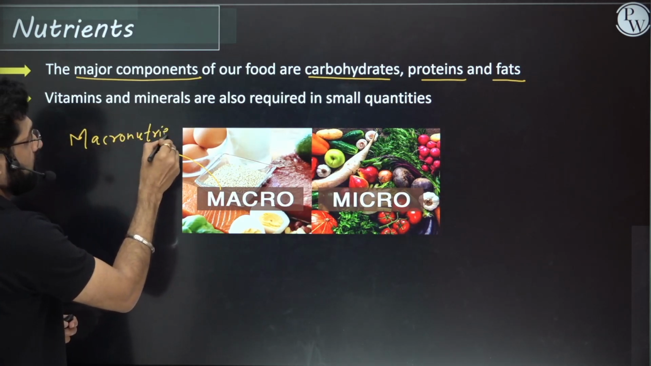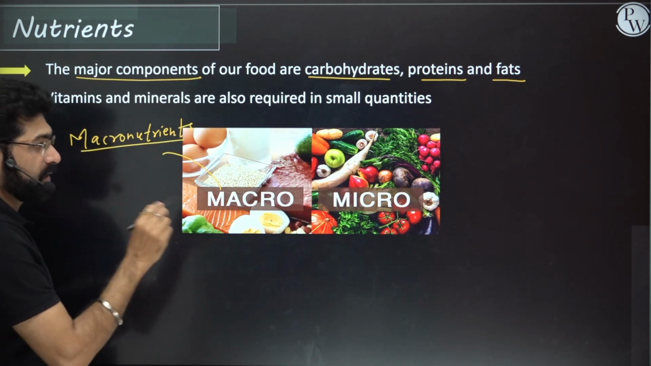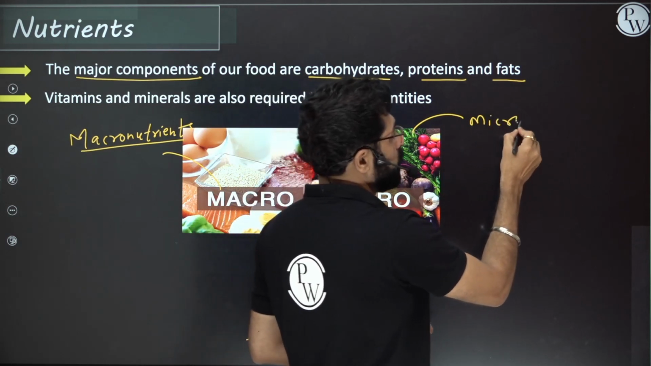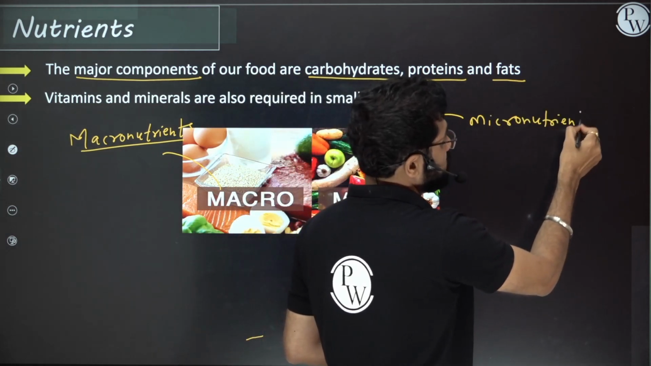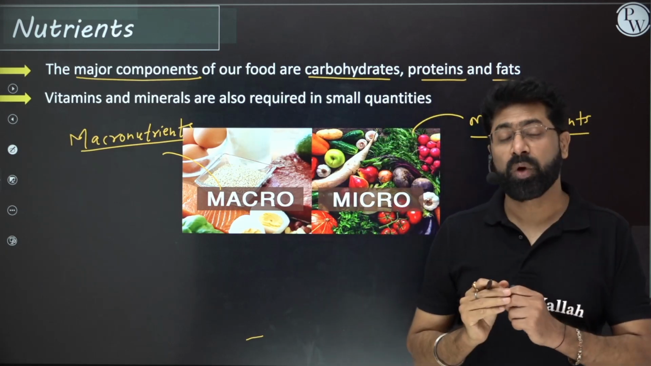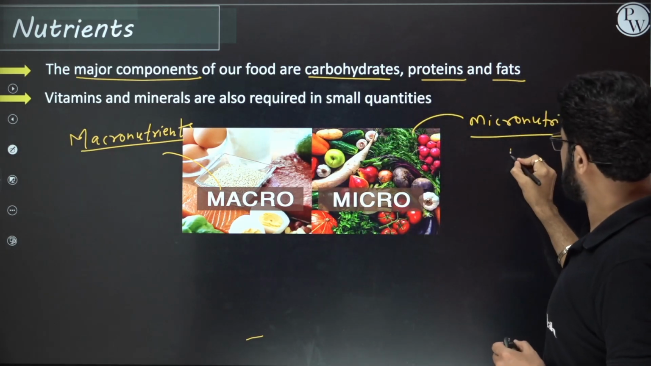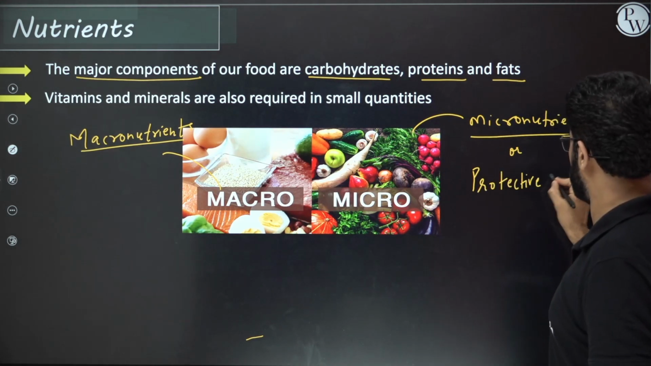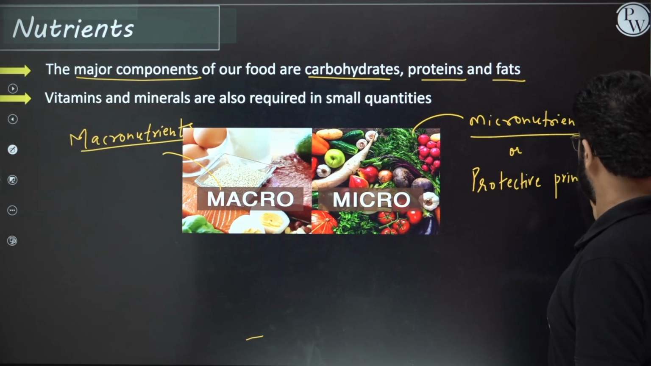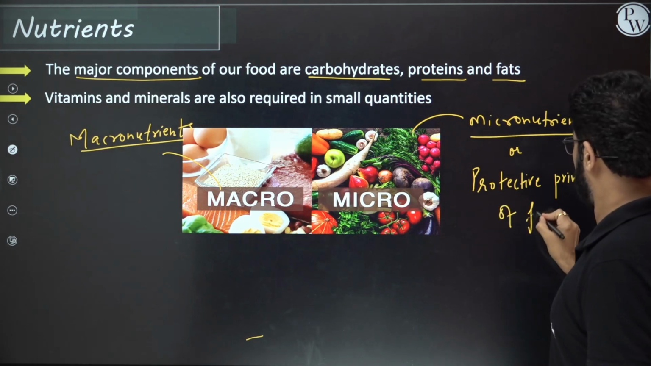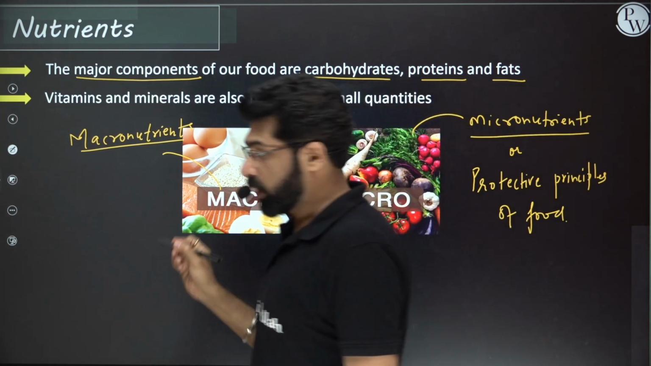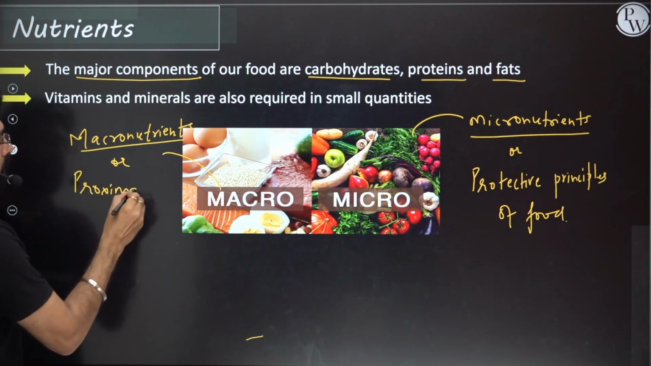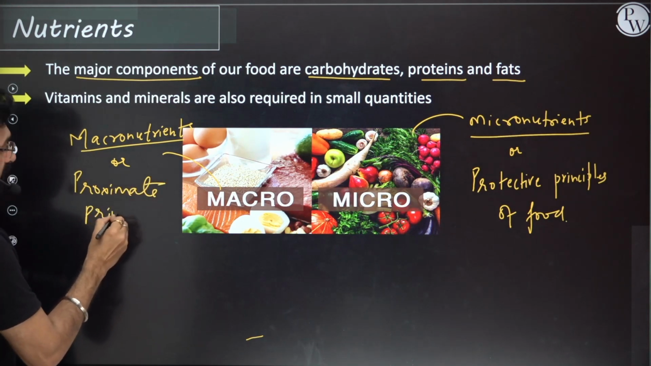Macronutrients are required in more quantities as compared to micronutrients. Micronutrients will be required in less quantity. These micronutrients are also known as protective principles of food. And macronutrients are also known as proximate principles of food. So what do you mean by this?